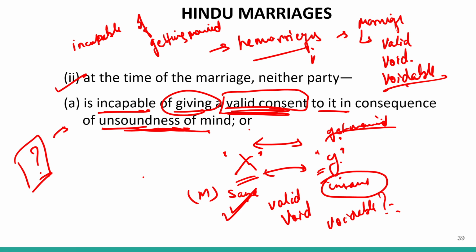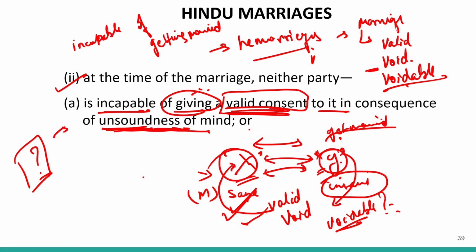The answer is this marriage will still be considered a voidable marriage. It will be considered a voidable marriage on the instance of Y, and a valid marriage on the instance of X. The reason being, X knew the very fact that Y is incapable of giving consent, and even after that he married Y. So X now cannot go to the court and say that since she was incapable of giving her consent, this marriage is void.